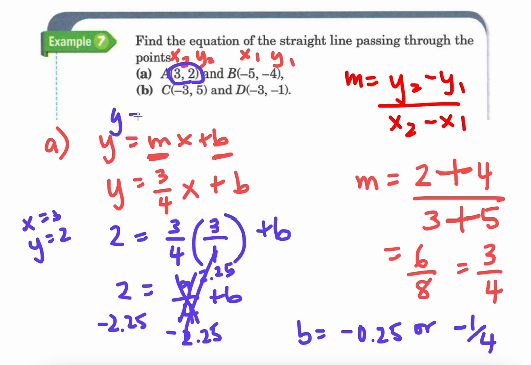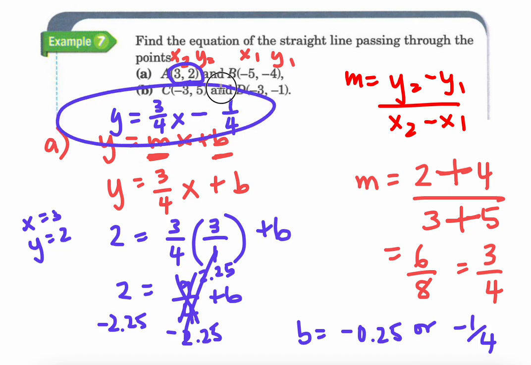So then if I were to rewrite my equation, it would be y equals 3/4 x minus my b, 1/4. Boom. And it's okay that I have fractions. It's totally fine. I just want the equation. That's my answer.